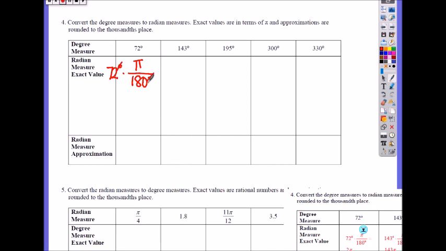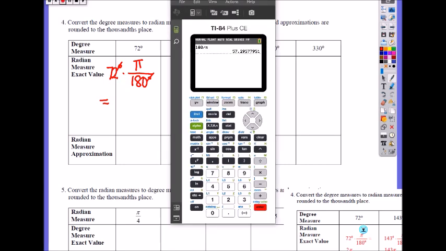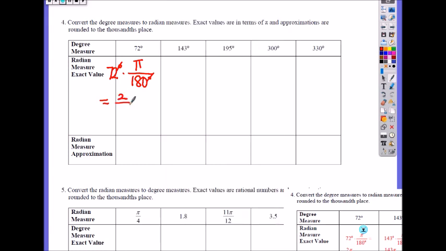So what is 72 divided by 180? Pi, leave it as pi. So just plug into the calculator. It's 72 divided by 180. It's 0.4. If you hit math, enter, that's 2/5 when you simplify. So it is 2/5. You can put pi on top or next to it. That's 72 degrees in radian.